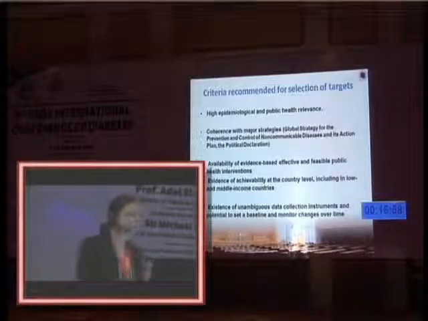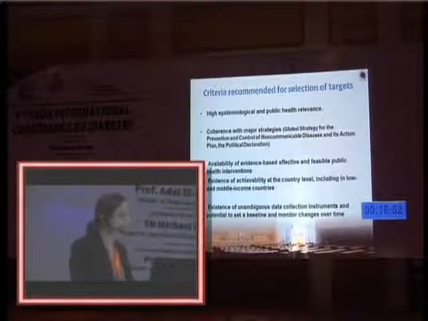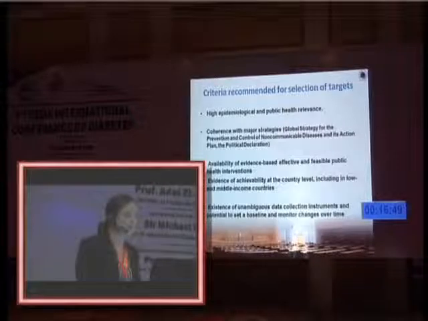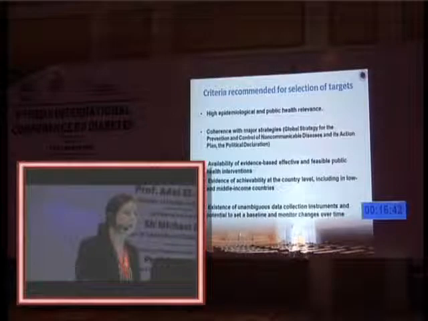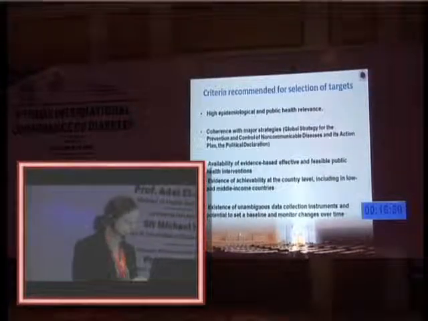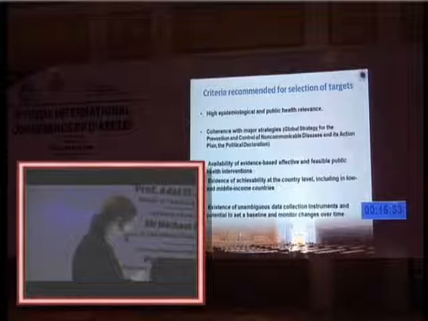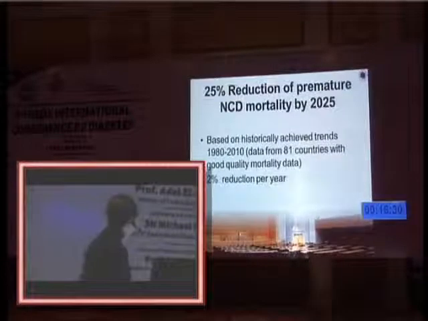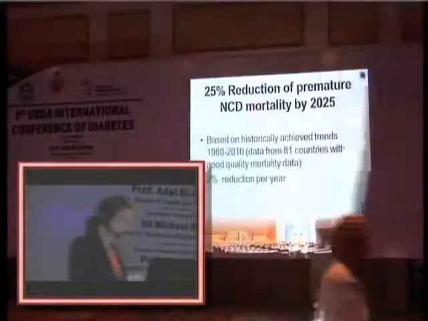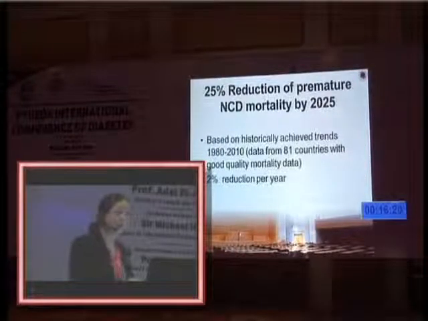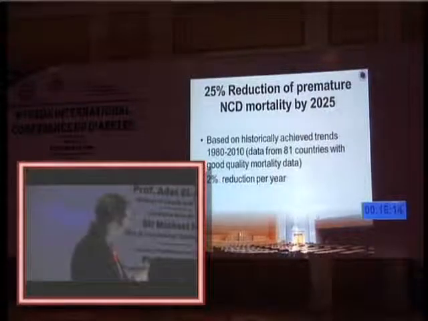And the criteria for selecting these targets are that they are of public health importance, they're coherent with major strategies, that there are effective and feasible interventions, and that there is evidence that they are achievable at the country level, and that it is possible that there are means of measuring them. 25% reduction of premature mortality, that has been said because there is historical experience that some countries have managed to achieve that, so it is set to a 2% reduction per year.